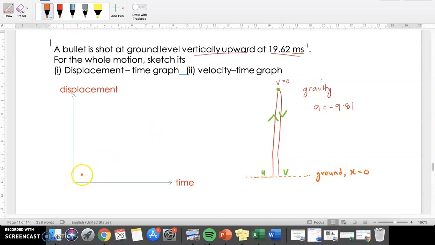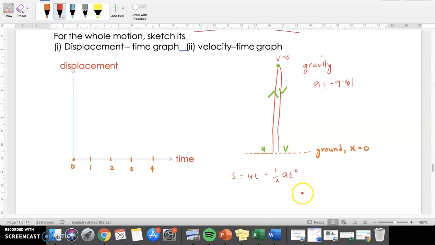Okay, so we started at x equals 0, right? Displacement is 0 at time 0. Okay, so I'm going to divide this into a few times. Let's just say 1, 2, 3, 4. And then I want to calculate the displacement. So the equation for displacement is s equals ut plus 1 over 2 at squared, right? And we know what a is, it's the gravity. And we know what u is. We just need to plug in the time to know what our displacement is.